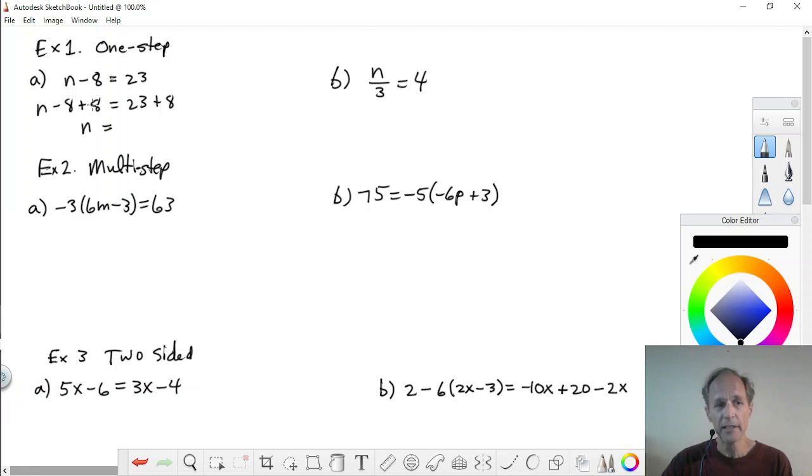If something's subtracted, you have to add that thing that's subtracted to both sides, and then it will cancel out and it'll be gone. So you have n, and over on the other side you have 23 plus 8. You obviously remember the golden rule of algebra, you have to do it to both sides. Okay, so 23 plus 8 on the other side is 31. And that's it.